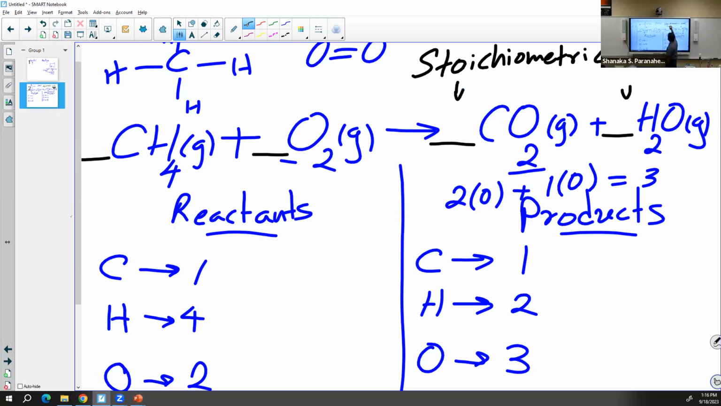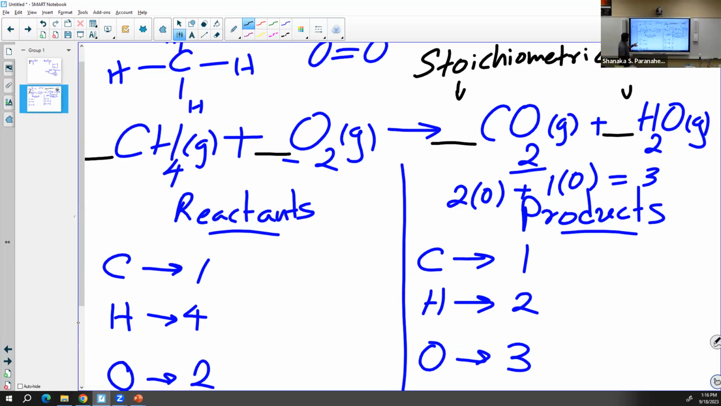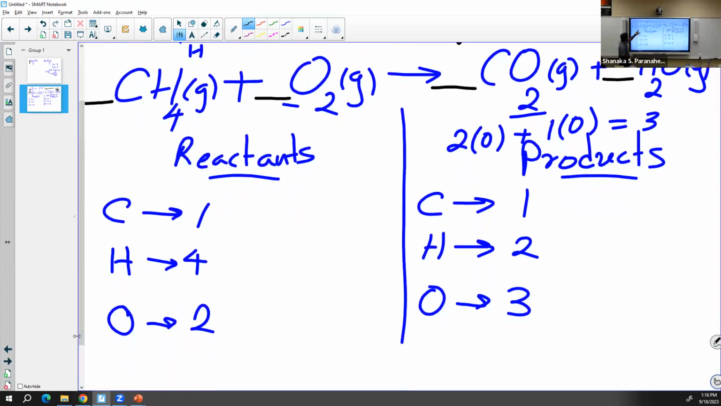These numbers are called stoichiometric coefficients. They tell you how many molecules are going to be in the balanced reaction. Now we can see this is not a balanced reaction, and we are going to change these numbers to balance it. First, carbon is already balanced, so we don't need to touch carbon, which means we don't need to change the number in front of carbon dioxide.